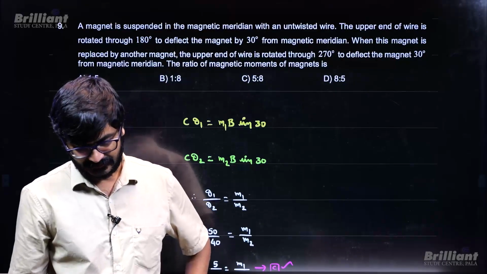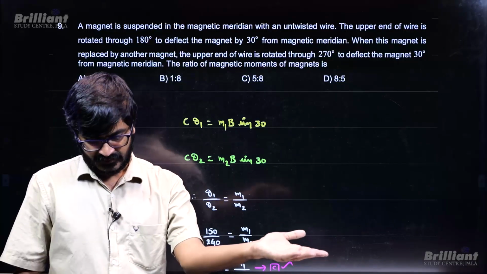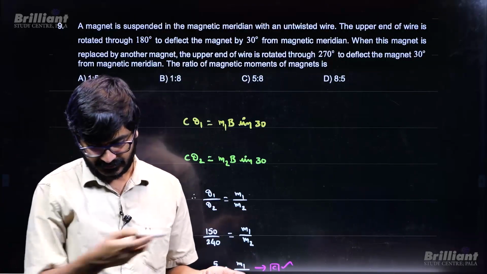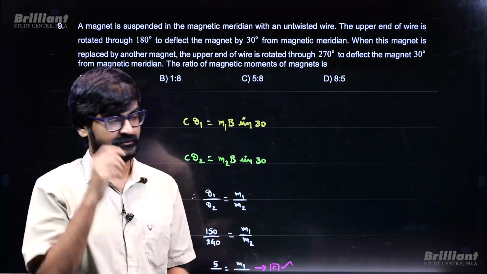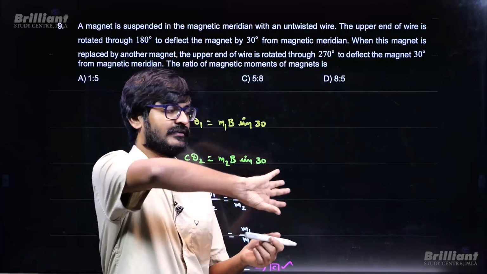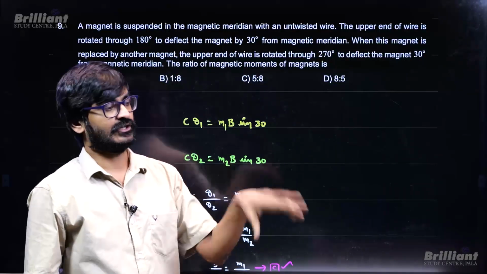A magnet is suspended in magnetic meridian with an untwisted wire. The upper end is rotated through 180 degrees to deflect the magnet by 30 degrees. Now, if the magnet is deflected by 30 degrees, what will happen? It will try to rotate back because M bar cross B bar is there. But at the same time, it is not rotating, it is in equilibrium.